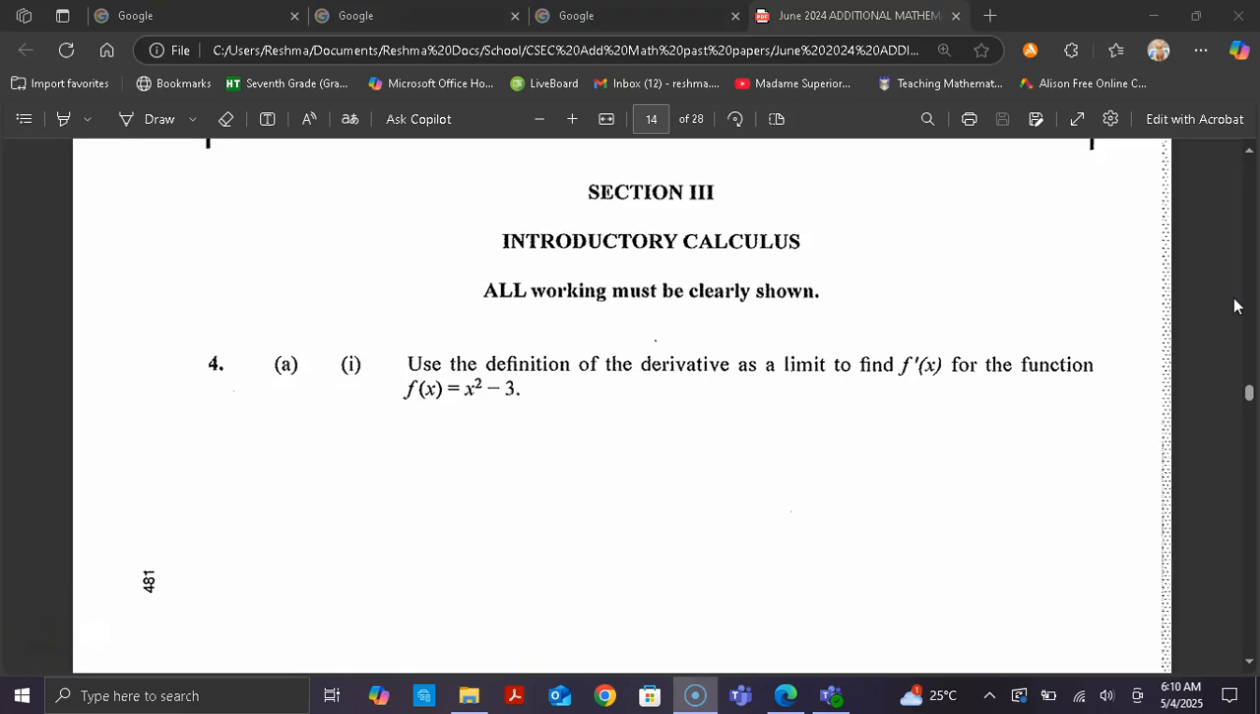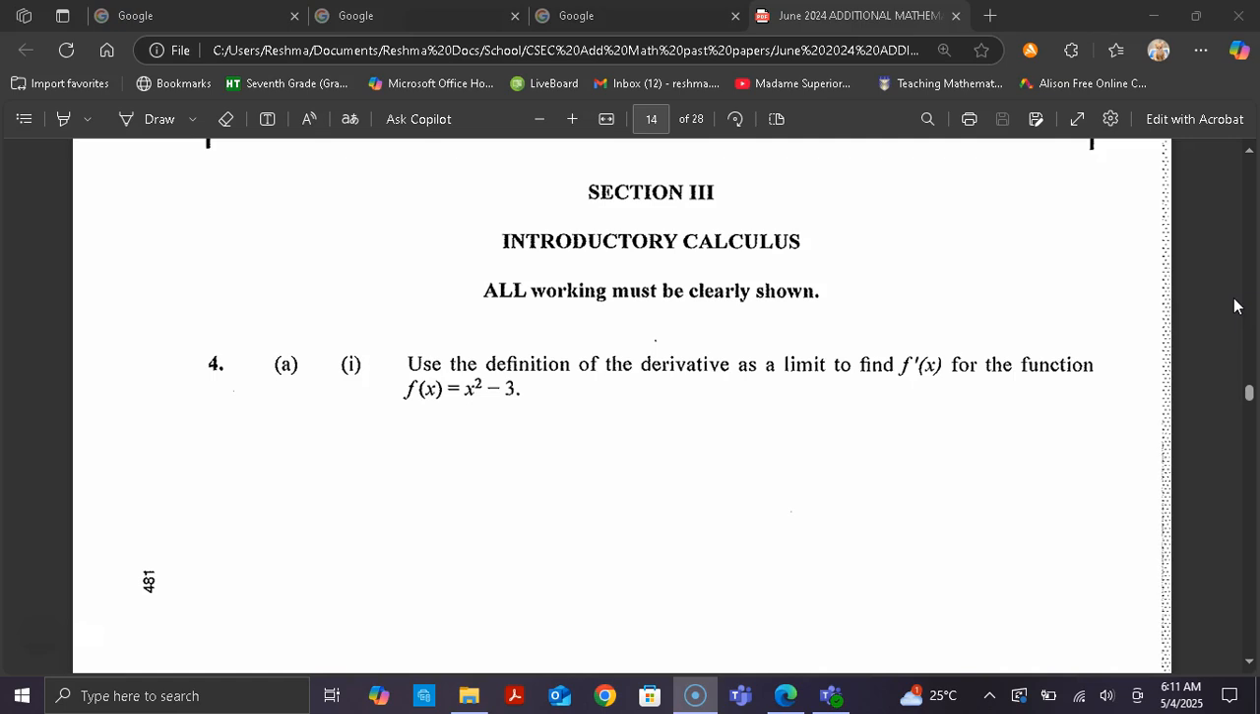Hi everyone, and welcome back to the solutions for the June 2024 CSEC Add Math Paper 2, and we're on Section 3 Introductory Calculus, question number 4. I just want to say that this part of the question has actually never come before in CSEC Add Math, and is something that is on the syllabus.